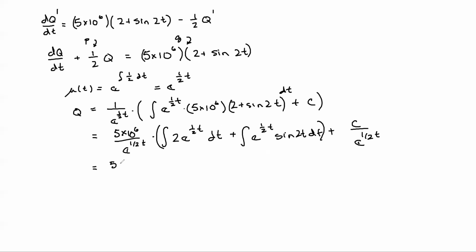So we'll have 5 times 10 to the 6th times e to the 1/2 t. Our antiderivative here, the antiderivative of e to the 1/2 t, is going to be another 2 e to the 1/2 t. So we're going to have 4 e to the 1/2 t.